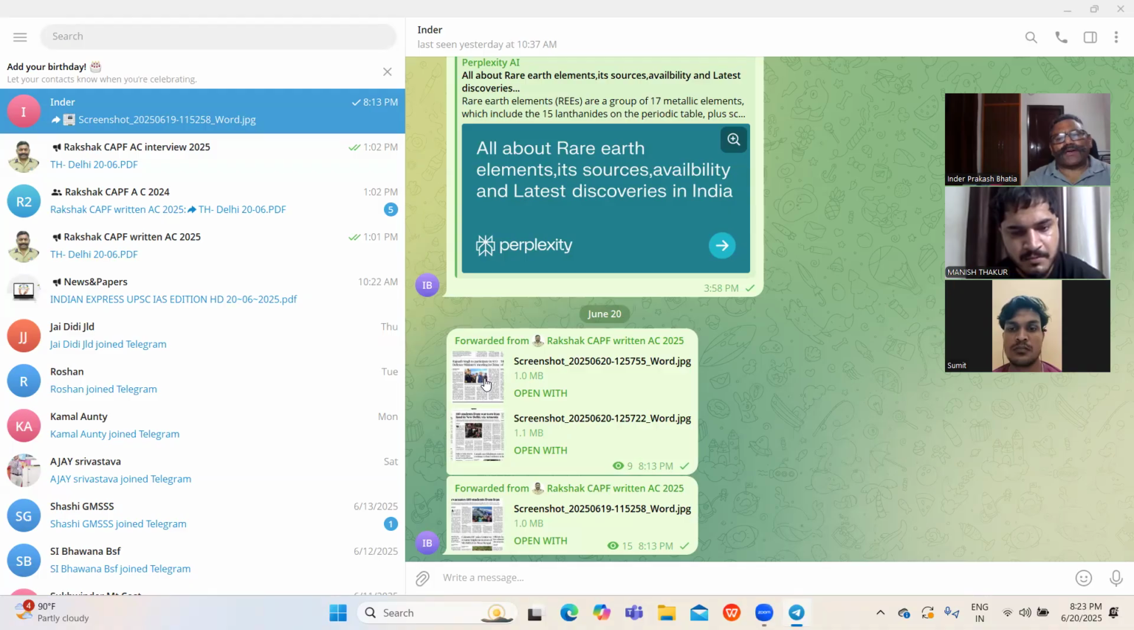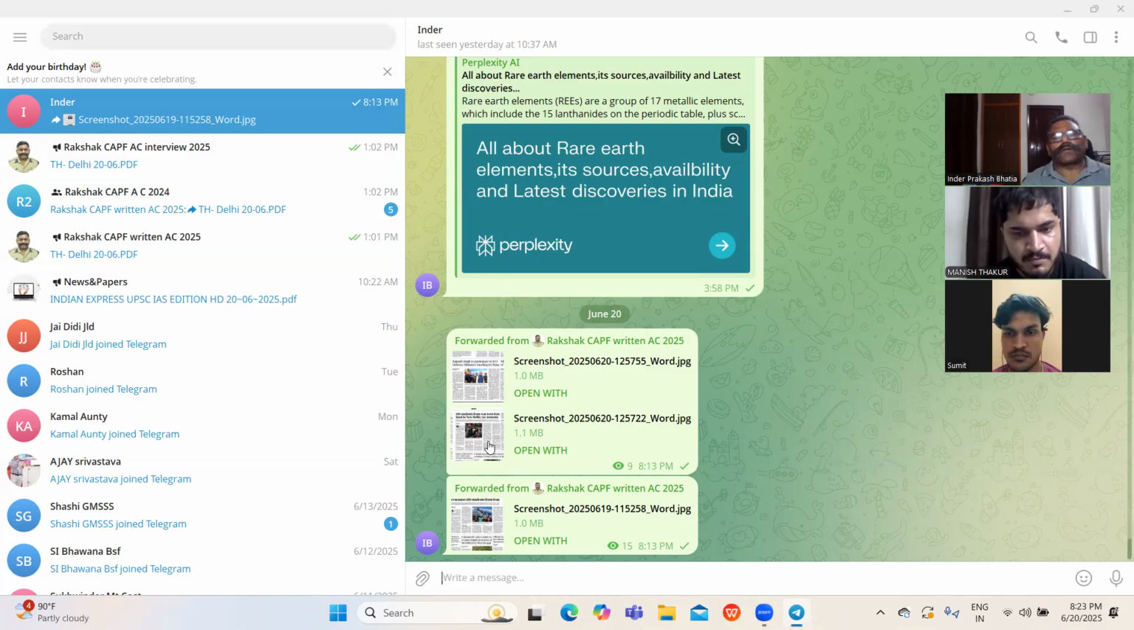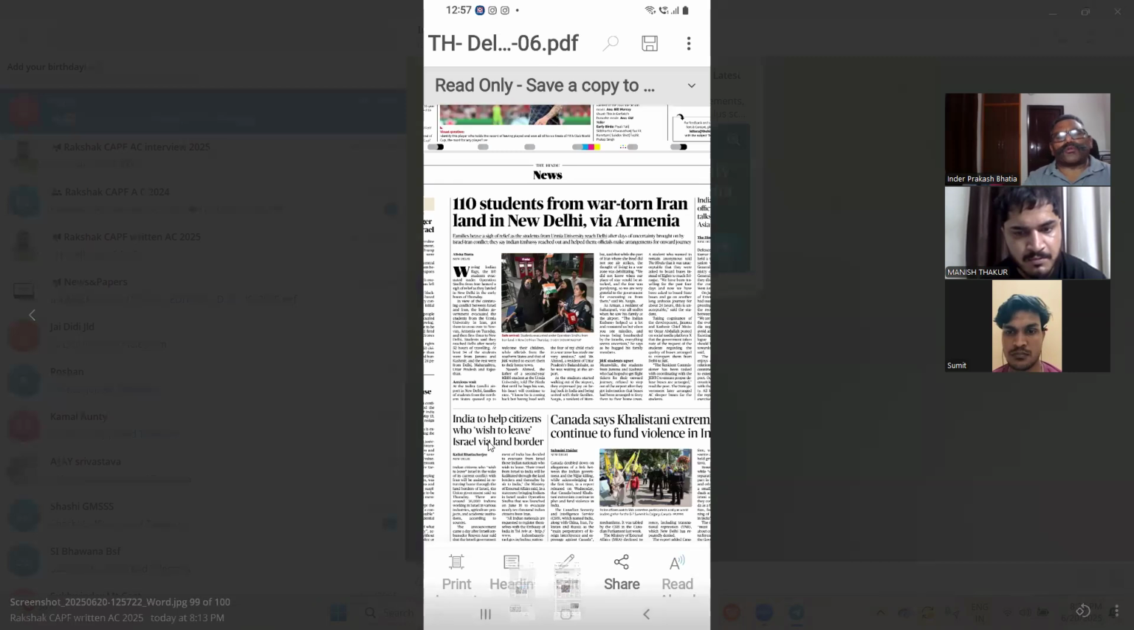Then we have got the second news item. "110 students from war-torn Iran land in New Delhi via Armenia." Why via Armenia? Because Armenia has a close border with Iran, Azerbaijan. So when Trump gave the statement that we'll be targeting Tehran, he said that all those who want safe passage, those who want to save their lives, should leave Tehran.